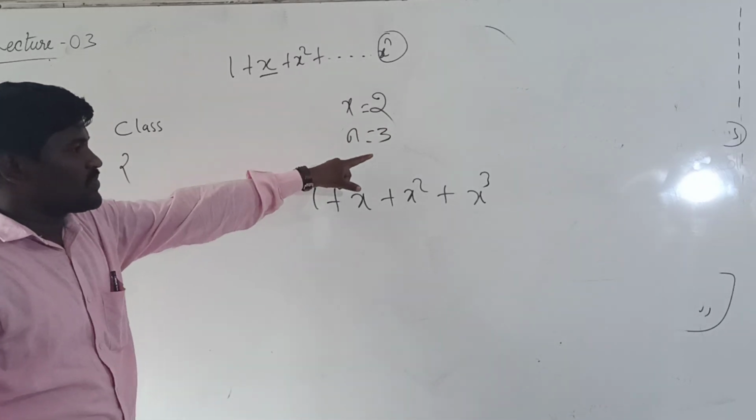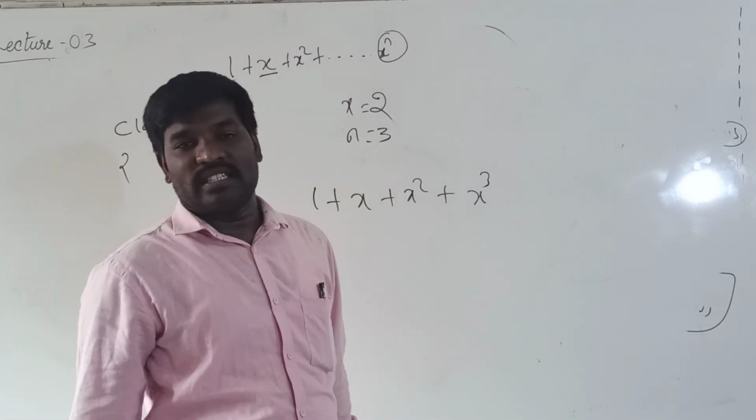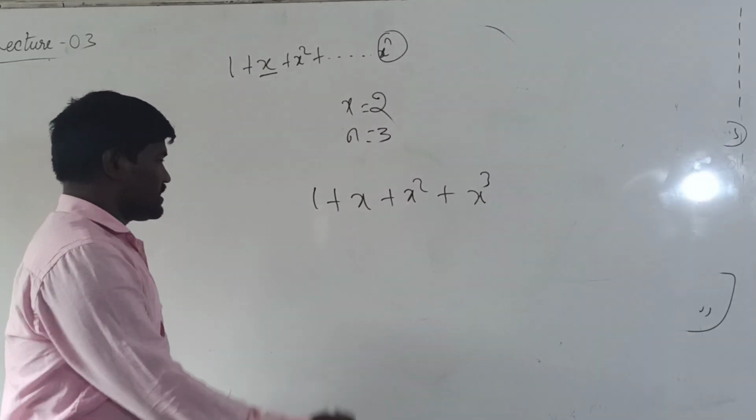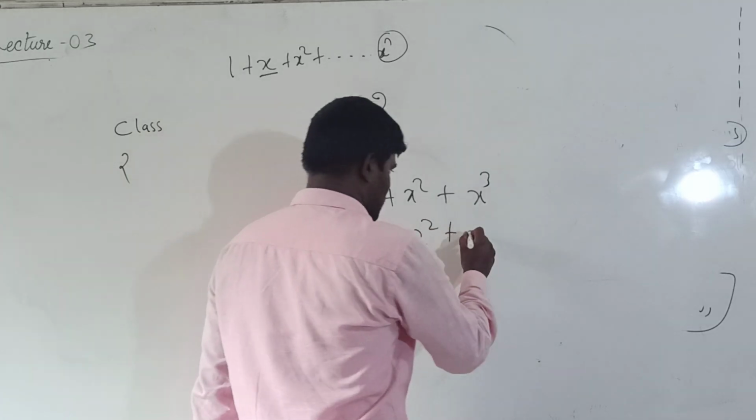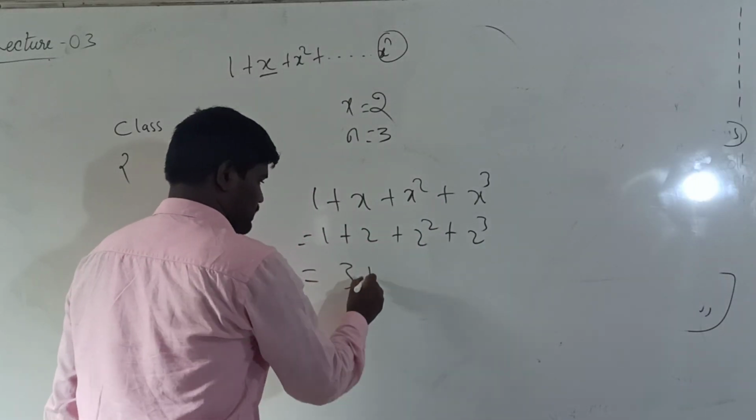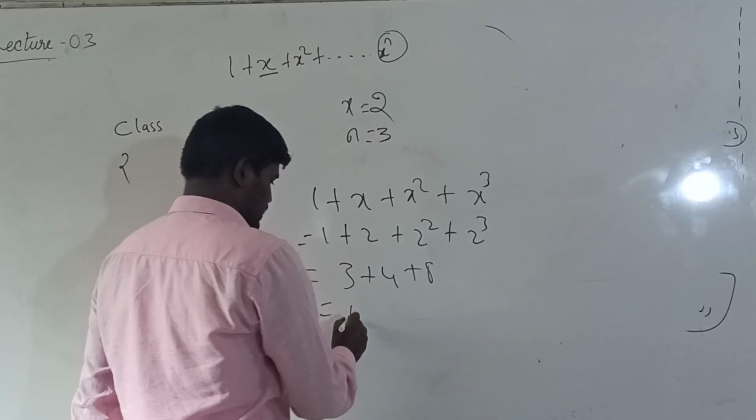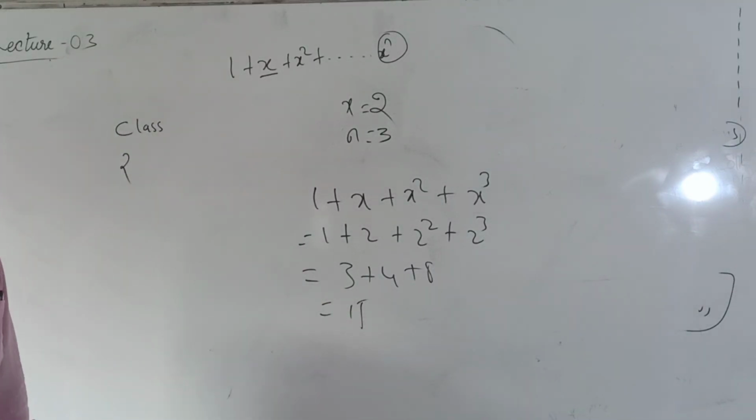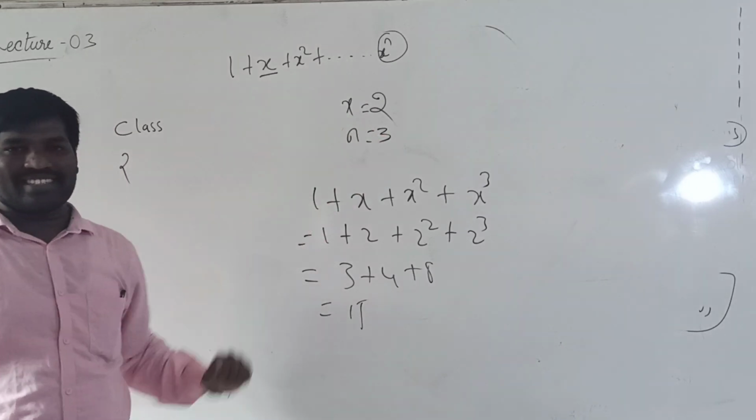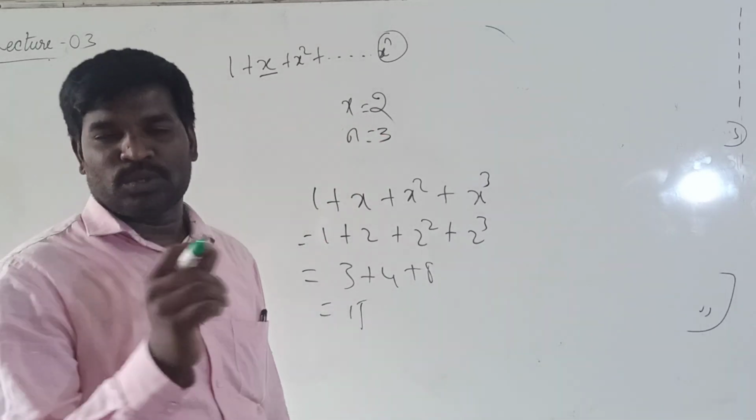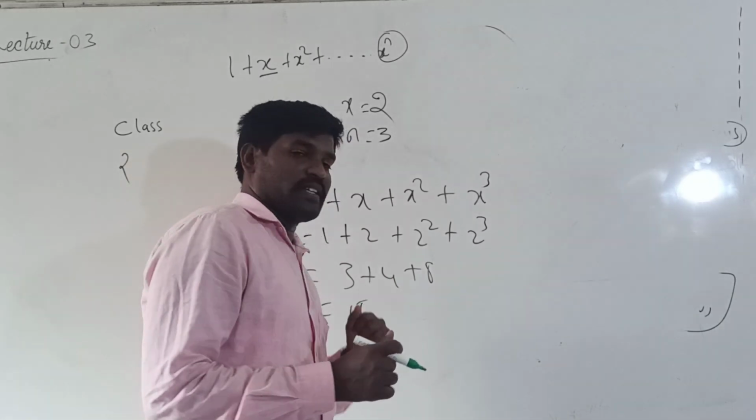Suppose if the n value is 4, we can calculate up to x raised to 4. I can substitute 1 plus 2 plus 2 square plus 2 raised to 3, that is 1 plus 2 plus 4 plus 8, that is 15. If I give the input values as 2 and 3, the system should give the result as 15.